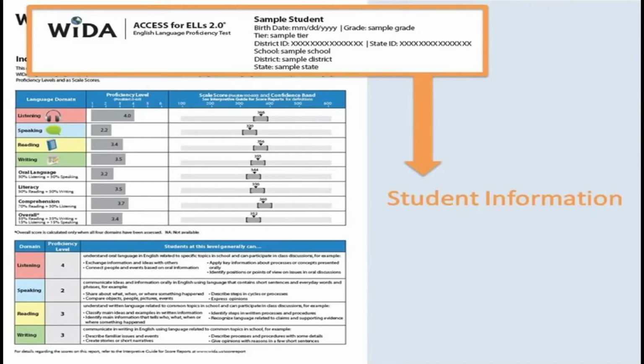The top section of the report shows basic information about the student. Parents should know that the grade reported in this section is referring to the grade level their child was in when he or she took the test. It does not report on academic grade like those reported on students' report cards.